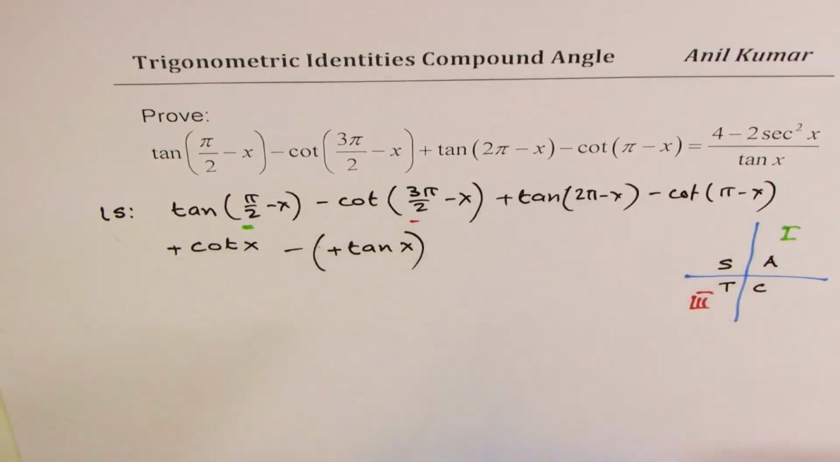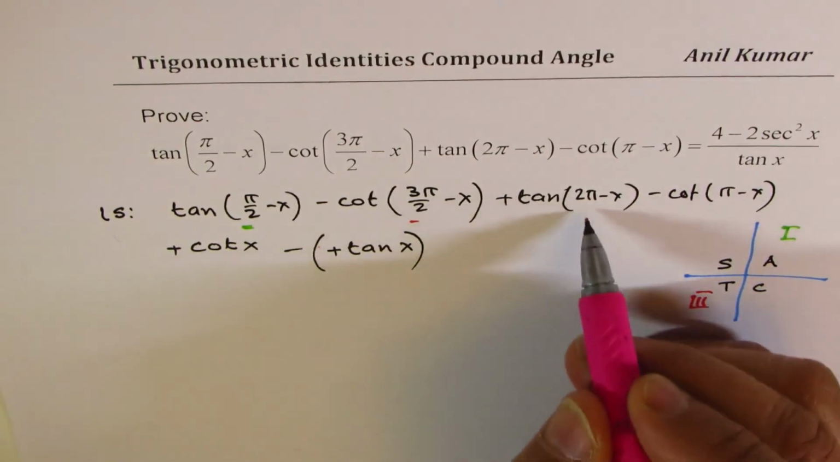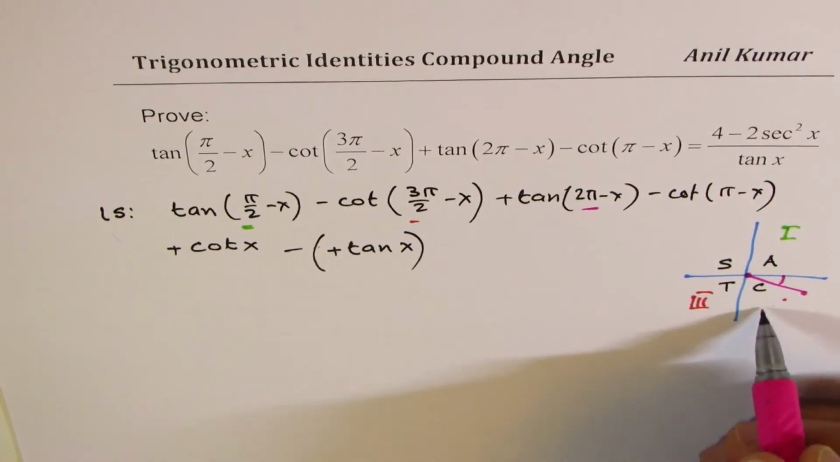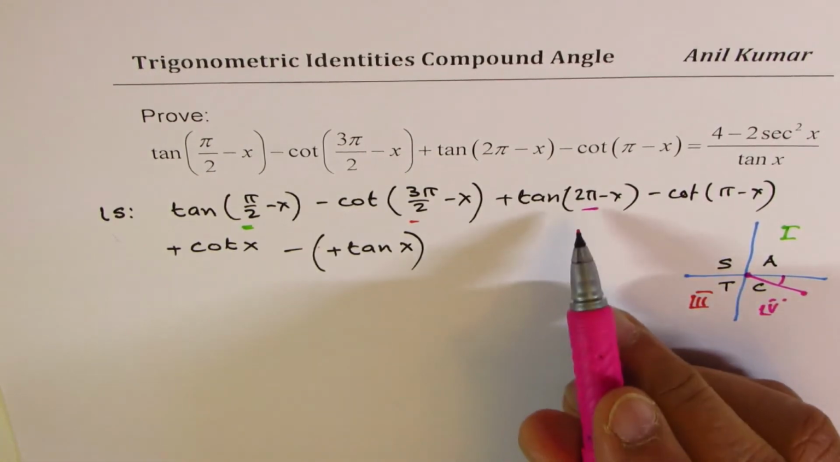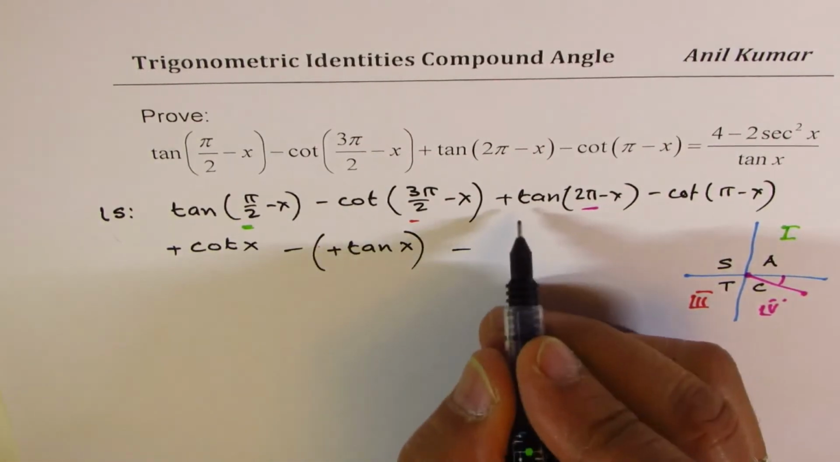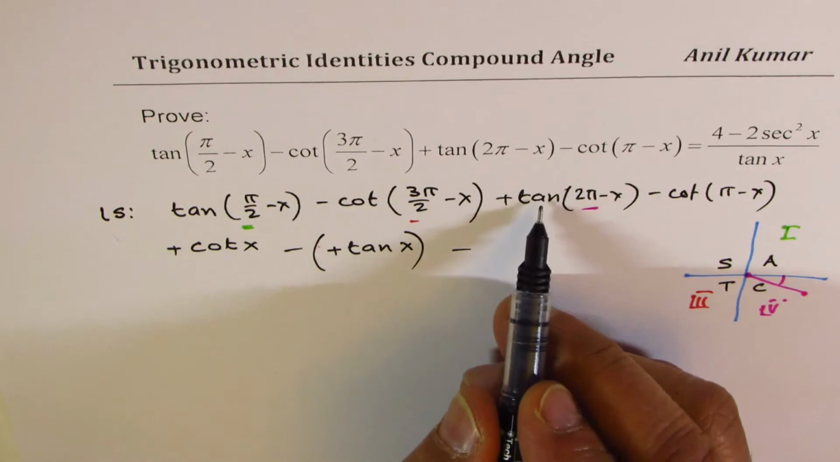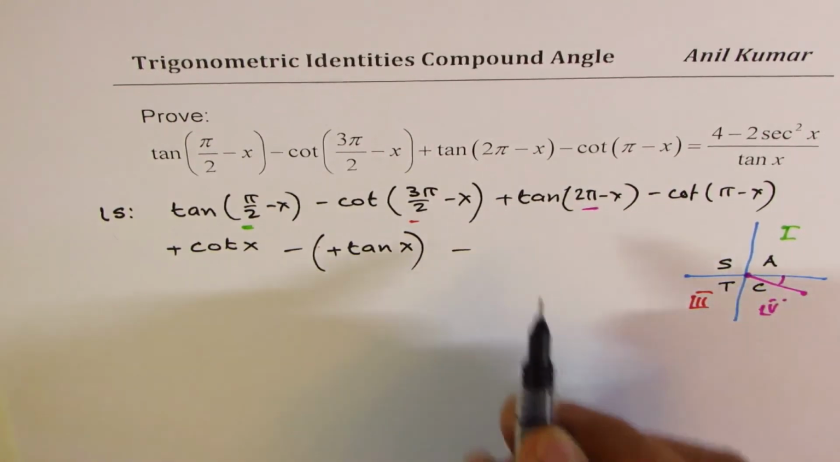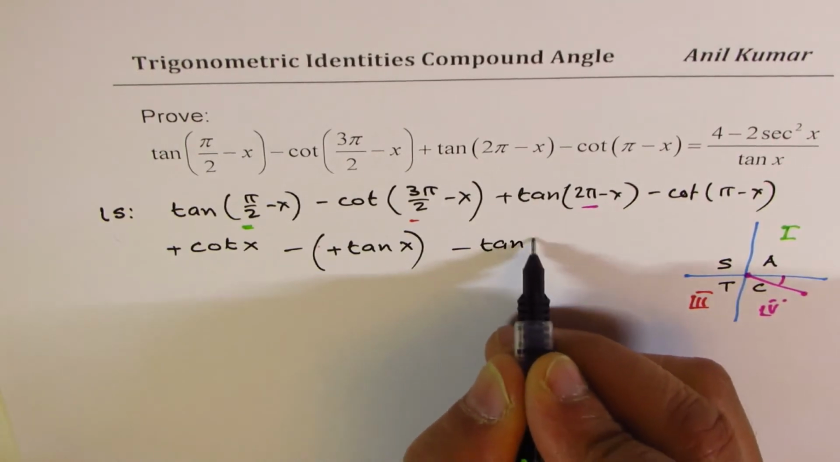The third one here is 2 pi minus x. 2 pi minus x means you are here, correct? Quadrant 4. In quadrant 4, tan is negative, and therefore that changes to negative. Let me clearly write negative. This is a related angle. Orientation is similar, so it is tan of x.